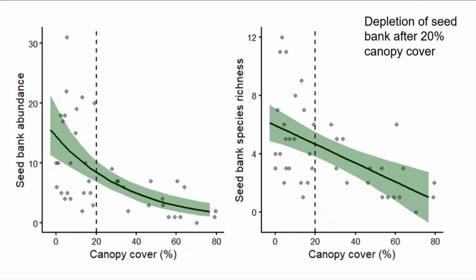I put a couple of dotted lines on there. Those are just arbitrary lines that I've put on the figures, but showing that above that 20% mark, you're seeing lower variation. So generally, above that mark, you're seeing that depletion in the seed bank.